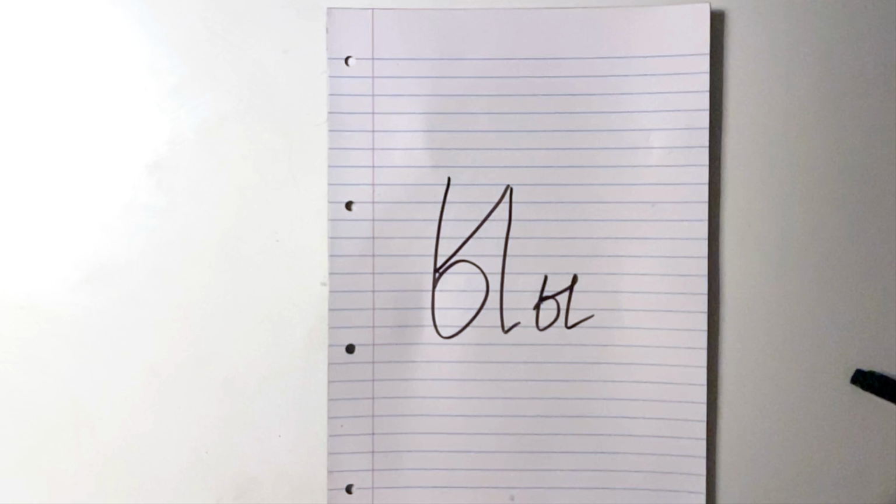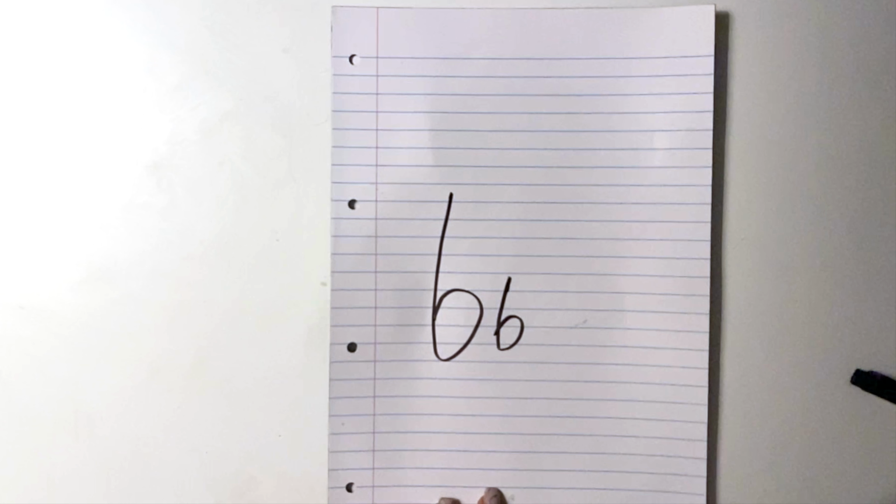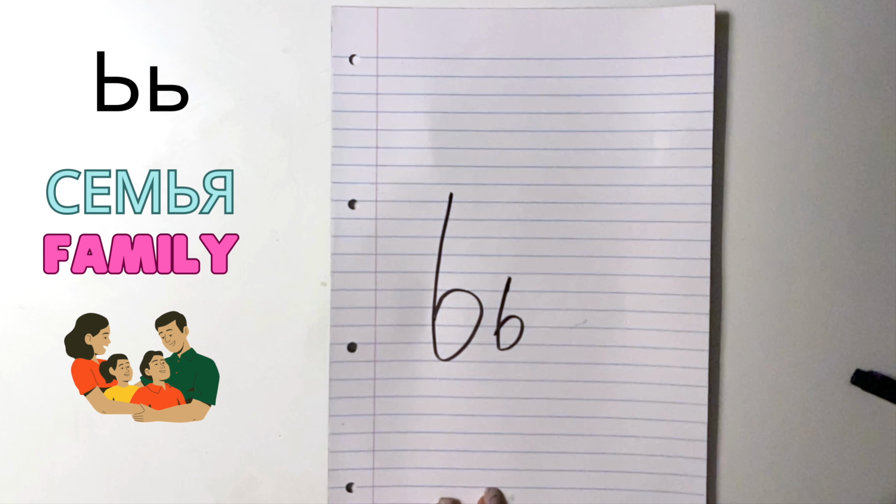E. We don't actually have any words that start with E, but don't worry about it now. We don't actually have this sound in English, but we'll cover this in future lessons. Soft sign. No words actually start with this, but we use it for example in the word семья, which means family in English.